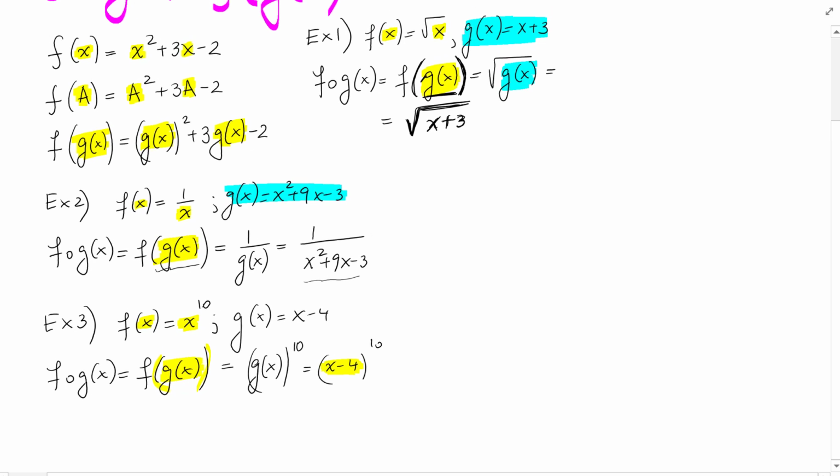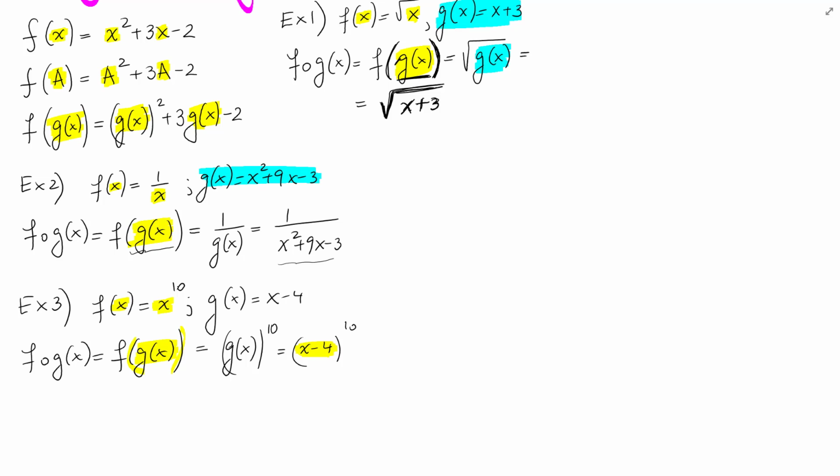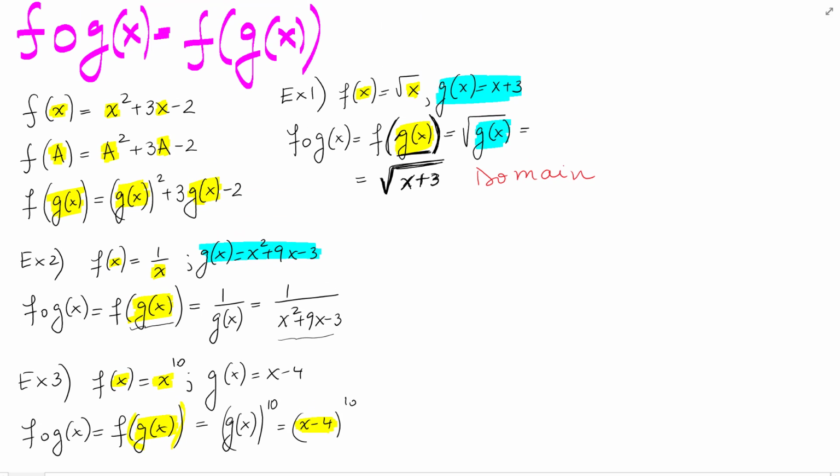Now let's take a look at each of these problems and discuss the domain. So the domain of this one, if we think about it, x is in the domain of g, and g of x is in the domain of f. So do we have any restrictions for x in g? Well, the function g of x is a linear one, so it's a polynomial. It doesn't have any restrictions. Now, when we look at g of x inside f, there is a restriction. x plus 3 has to be greater than or equal to 0, which is x greater than or equal to negative 3. So the domain is from negative 3 to infinity.